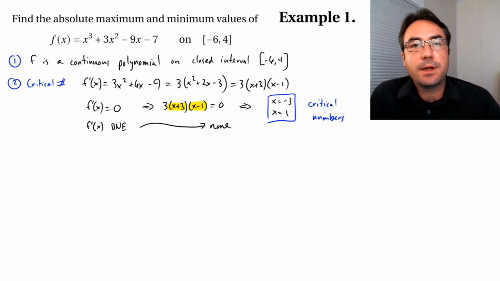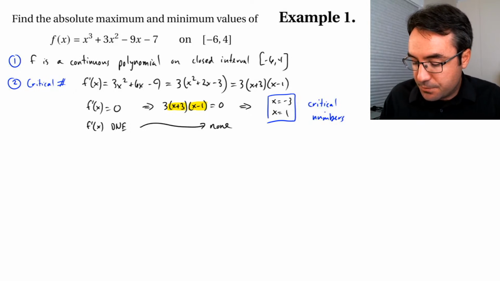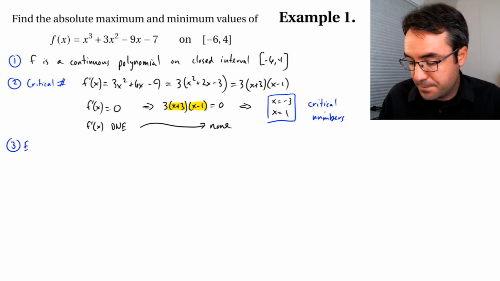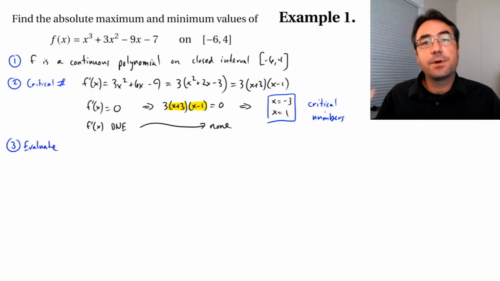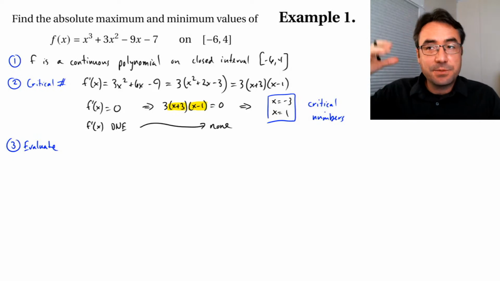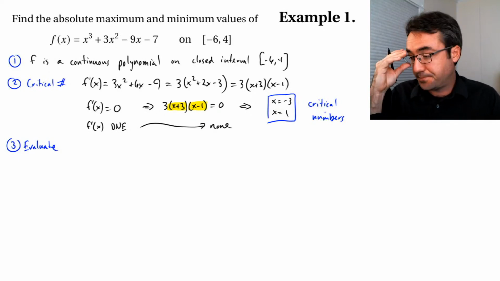So we have our critical numbers. In step 3 now, this is where we evaluate. We're going to take the endpoints of our interval, take the critical numbers that we found, and just plug them into the original function and see which one gives us the largest value and which one gives us the smallest value. That's going to be the absolute max and min.